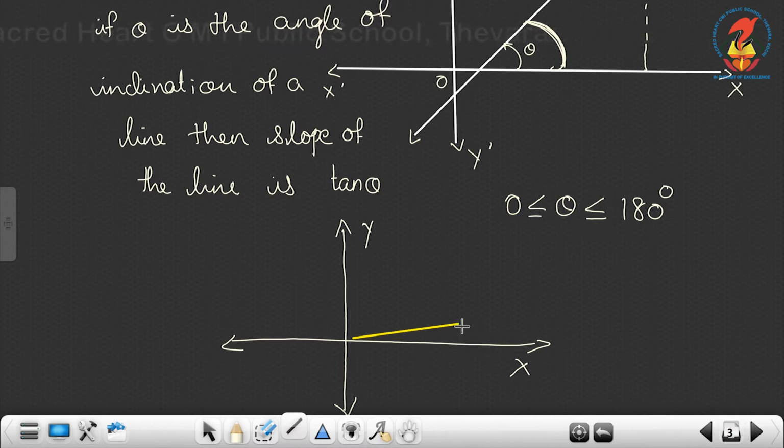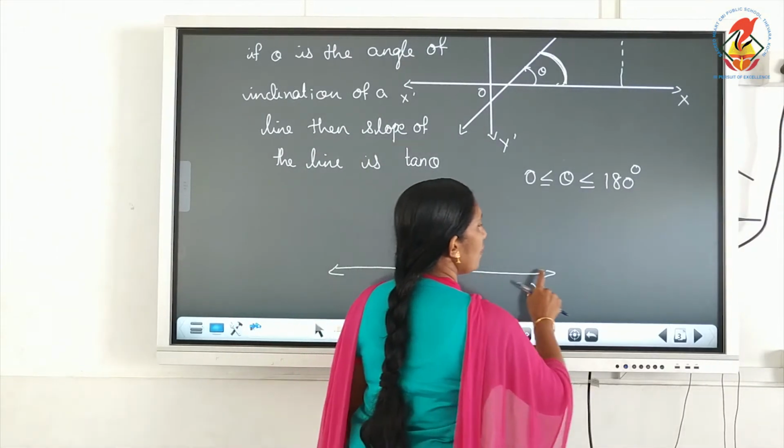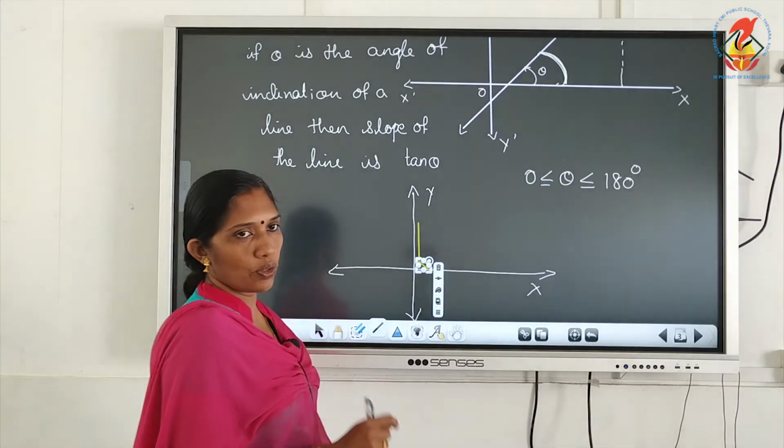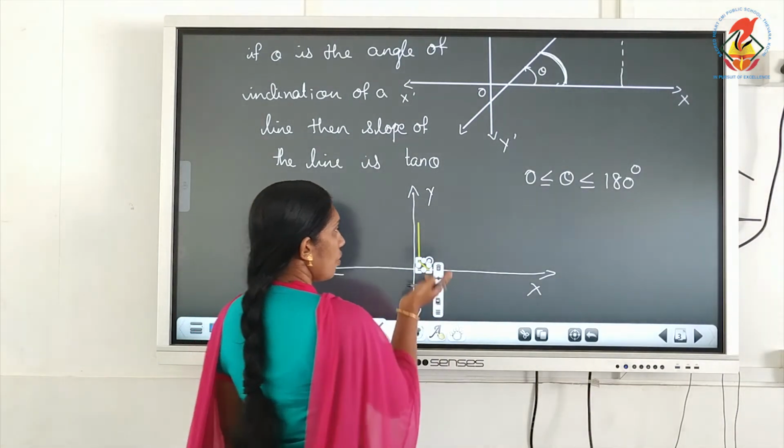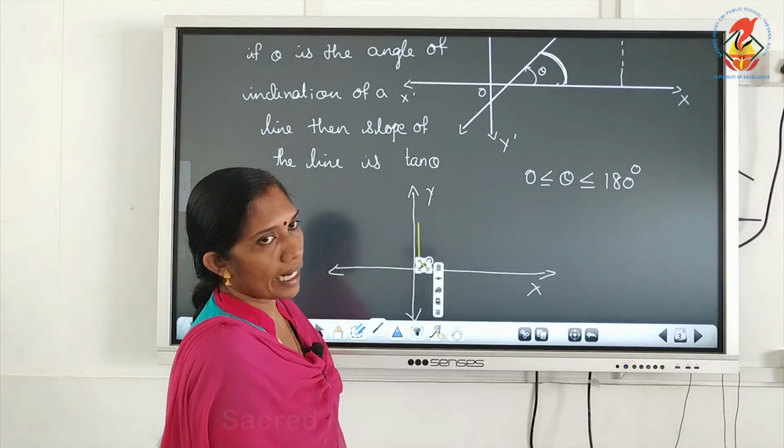Then if it moves like this, theta increases, 10, 20, 30, like that it increases, and if it coincides with the y-axis or is perpendicular to the x-axis, then what is the angle here? That angle is 90 degrees. Okay. So, the angle of inclination of a line parallel to the x-axis is 0 degrees. The angle of inclination of a line parallel to the y-axis or perpendicular to the x-axis is 90 degrees.